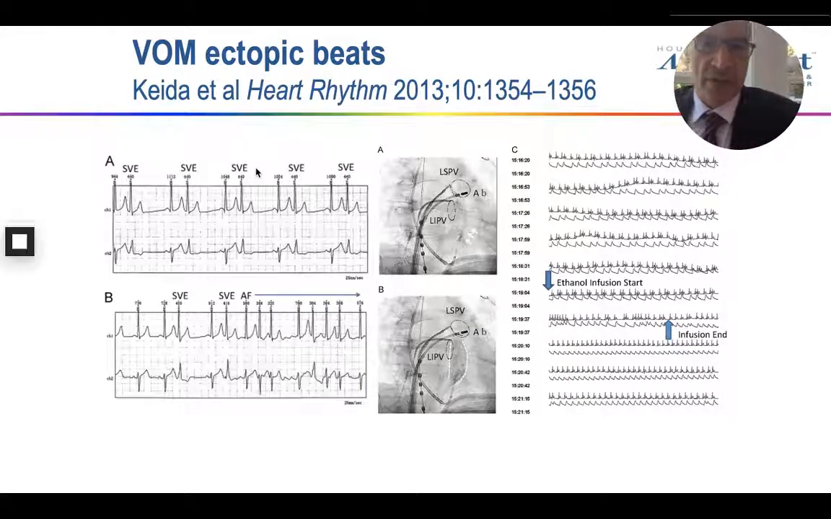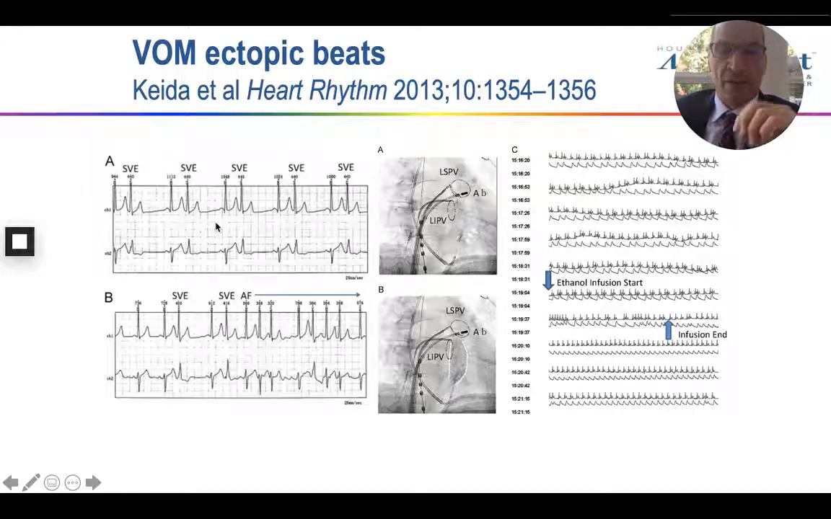Similar findings were later reproduced by Kieda and others from Tokyo, where he showed in a patient with recurrent isolated ectopy triggering atrial fibrillation after pulmonary vein isolation that the patient unequivocally had a source from the vein of Marshall. This patient had simultaneous lasso mapping of the left superior and left inferior pulmonary veins, as well as the vein of Marshall. They showed that the triggers came from the vein of Marshall, and that during infusion of ethanol, the ectopy completely ceased.